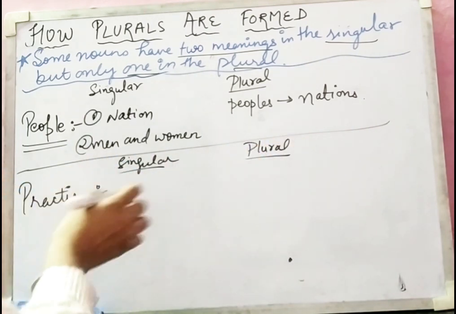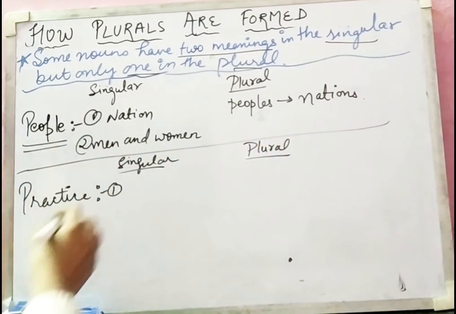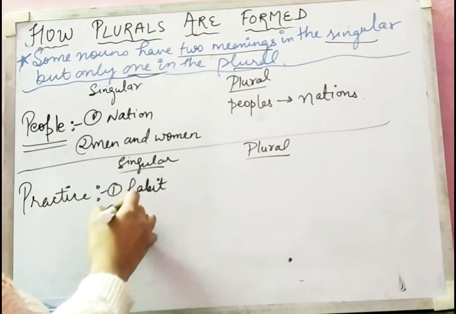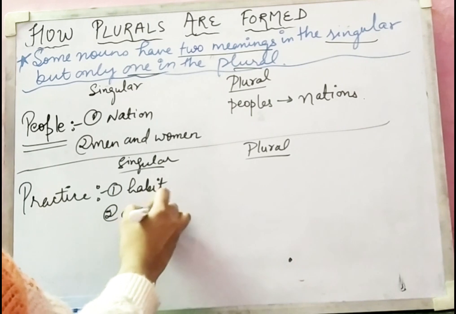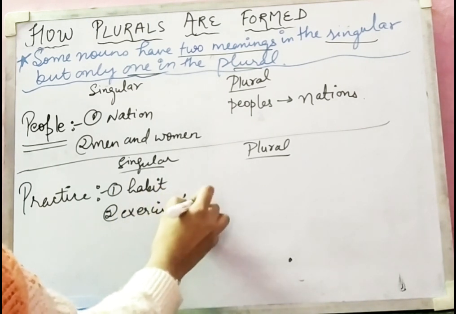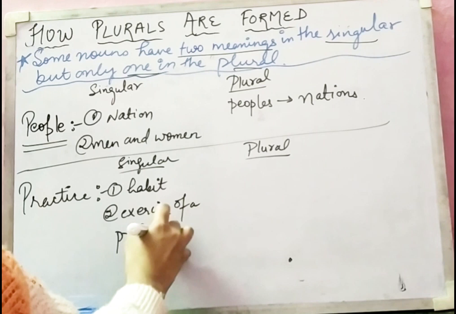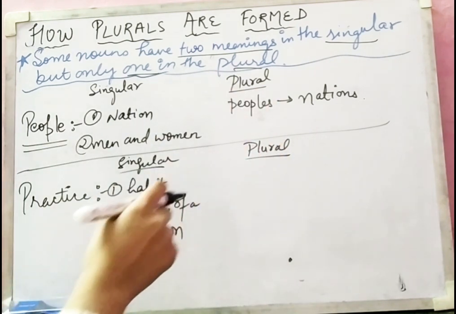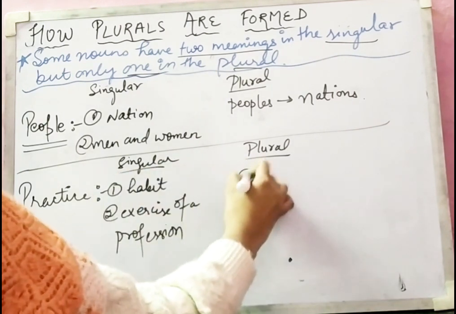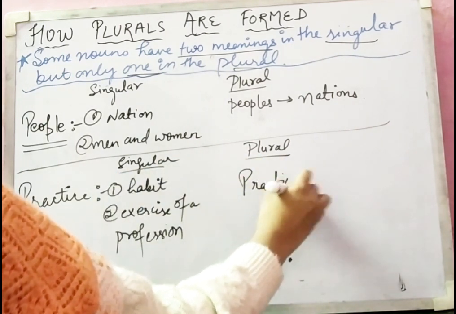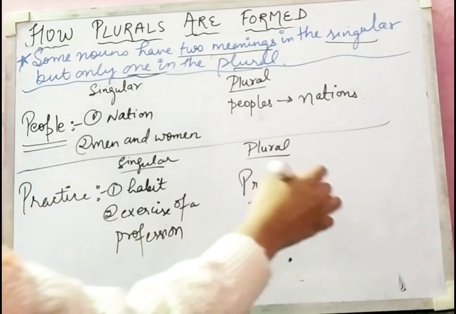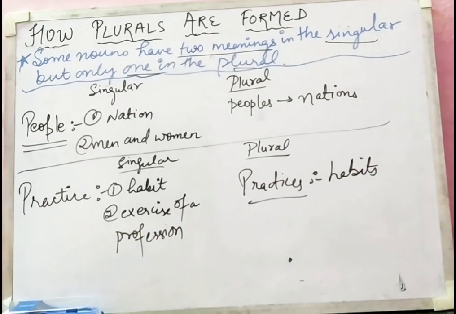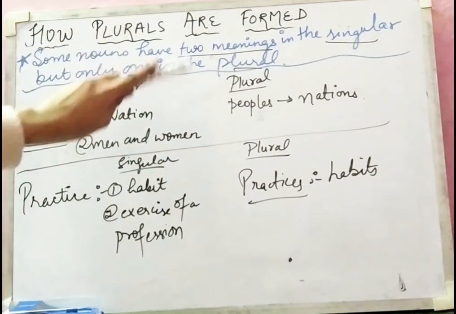Like in singular there are two examples, which have two meanings: one is habit and the second is exercise of a profession. And the example of this in plural is, this word will change into practices and this becomes the meaning habits. So I think this is clear to you, that two meanings in singular and one meaning in plural.